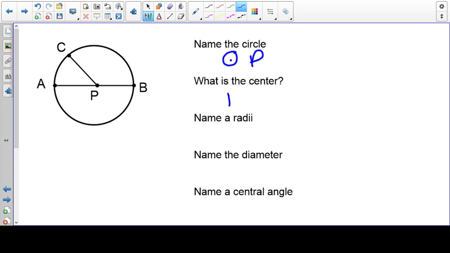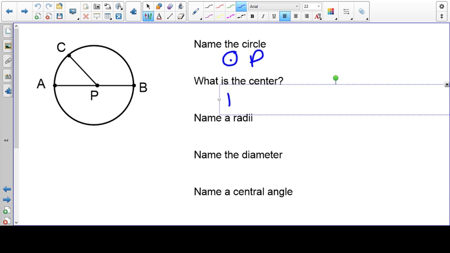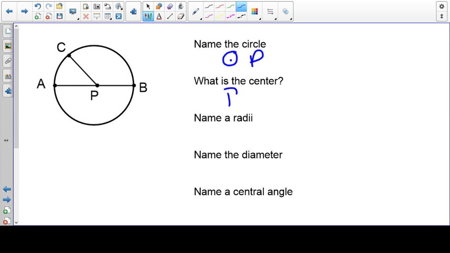The center is whatever the middle point is. In this case, it's still P again, so the center is P.